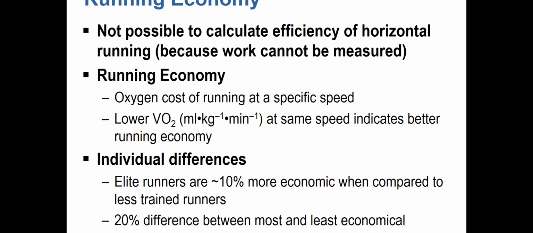And this is really based on individual differences. Elite runners are considered to be about 10% more economical when compared to less trained runners, and there is a 20% difference between the most and least economical runners. So basically, what makes an elite runner, yes, there are some physiological factors there, but really it's their running economy and their ability to utilize energy effectively and to not be at the same energy expenditure even though they're running at the same pace as somebody else.